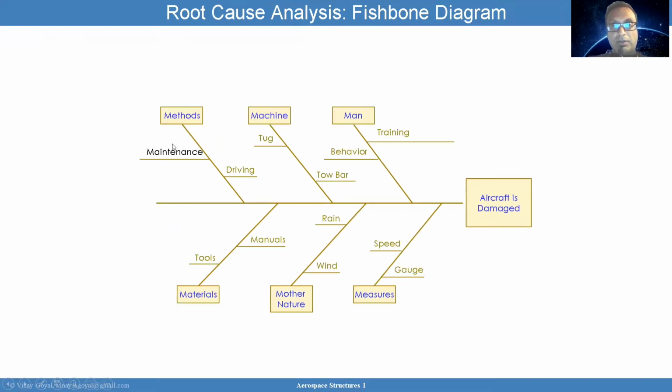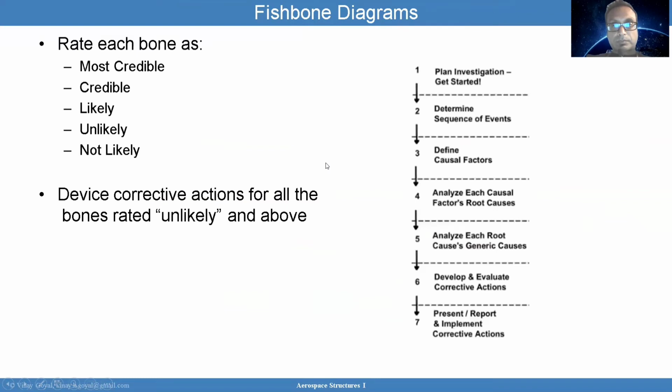And again, here you will list all the possible things that could contribute to the methods, all the possible things that go into machine, all the possible things that go into man, and all these things put together will help you then start evaluating each of these bones, and the bones will then be rated. So you rate each bone as most credible, likely, unlikely, and not likely.